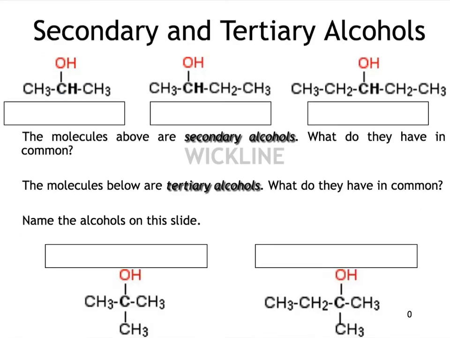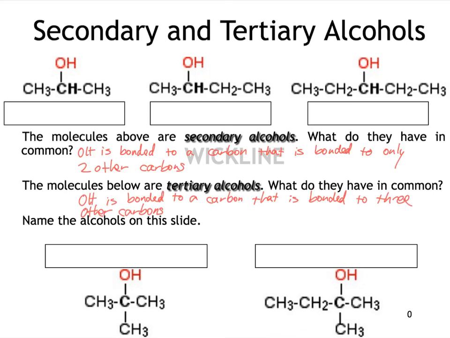Secondary and tertiary alcohols are only slightly different from primary alcohols, and they have to do with the number of carbons that the OH carbon is bonded to. So for instance, here's the OH on this carbon, and this carbon is bonded to this carbon and that carbon. So that's going to be a secondary alcohol. And at the bottom, we have some tertiaries. So here's the OH, here's the carbon it's bonded to. This carbon is bonded to 1, 2, 3 carbons. And that's why we get the tertiary description. So I put in those definitions, and now we just need to name these alcohols.